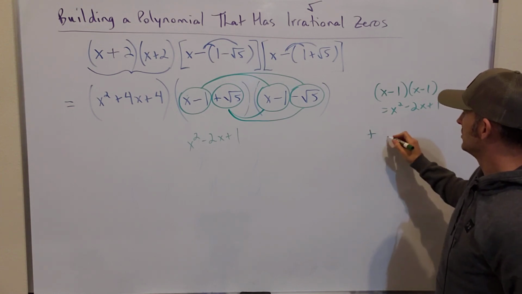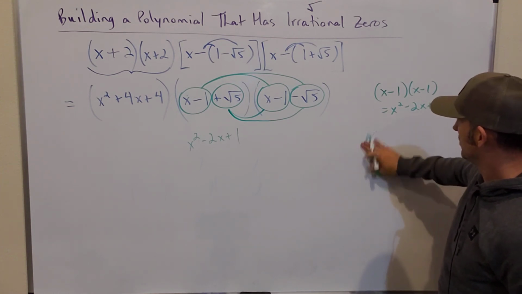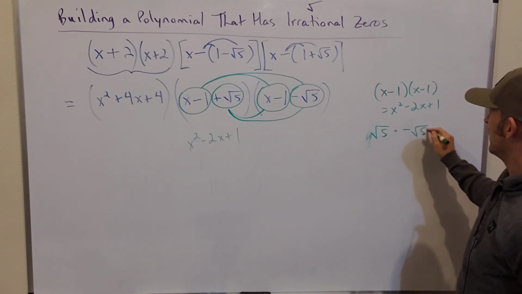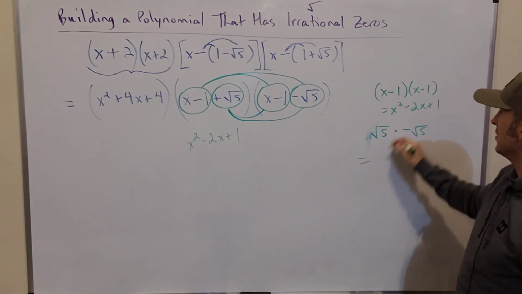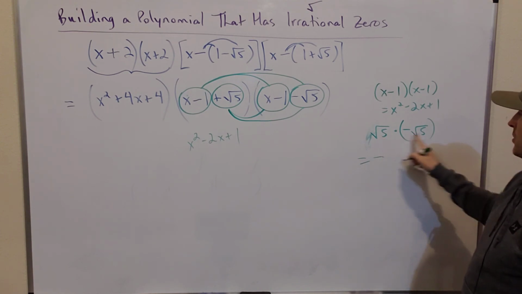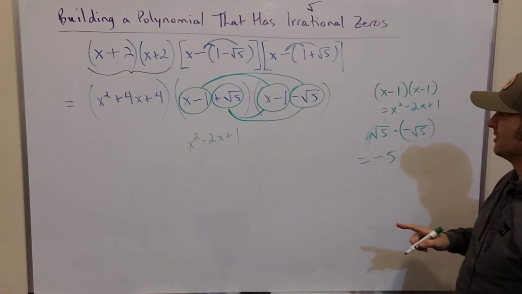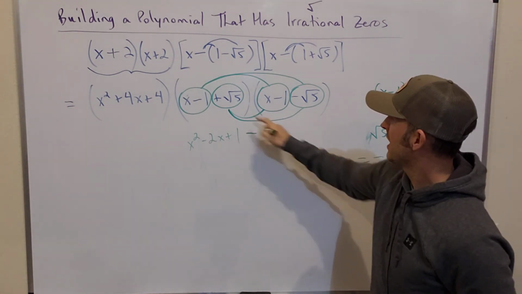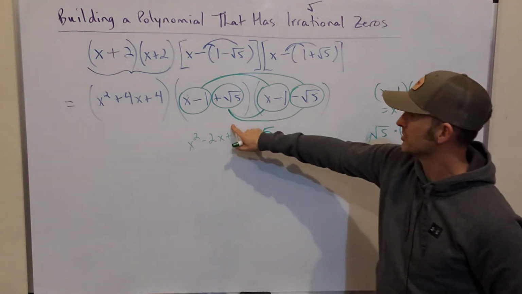And if you recall, positive square root of 5 times negative square root of 5, well, that's a negative number, right? And the square root of 5 times square root of 5 is just 5. No square root anymore. So I get negative 5 when I multiply my two square root terms.